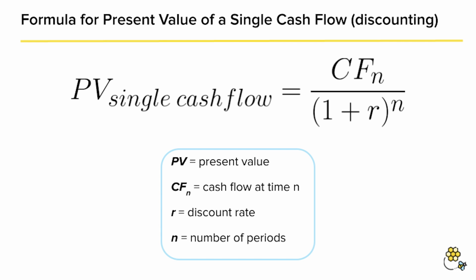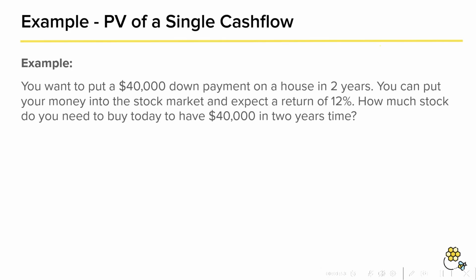Okay, let's do a quick example with this. You want to put a $40,000 down payment on a house in 2 years. You can put your money into the stock market and expect a return of 12%. How much stock do you need to buy today to have $40,000 in 2 years' time? Okay, take a minute here to pause the video and try to answer this question on your own.